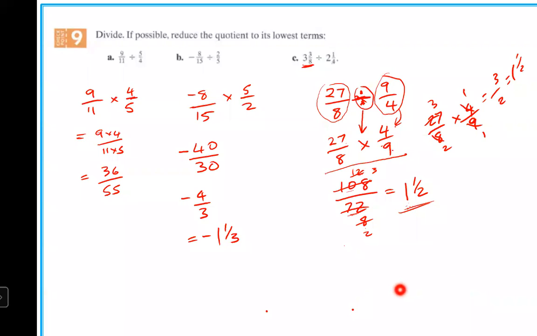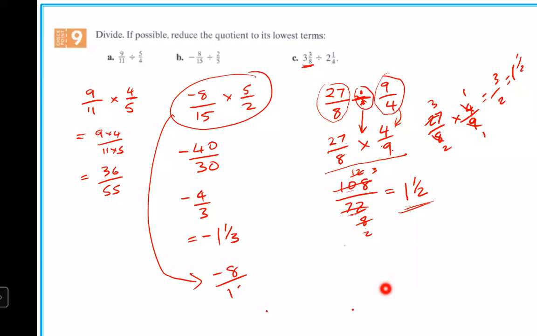Okay. So even this one here that we did, I could go here and bring negative 8 over 15 times 5 over 2. 5 going into 5, 1. 5 into 15 is 3. 2 into 2, 1. 2 into 4, that's 2, so 4 times that gives you negative 4. 3 times 1 is 3. Okay, and then so equals negative 1 and 1 over 3. So if you can cancel before, you could do that, and that reduces the amount of working in the end.